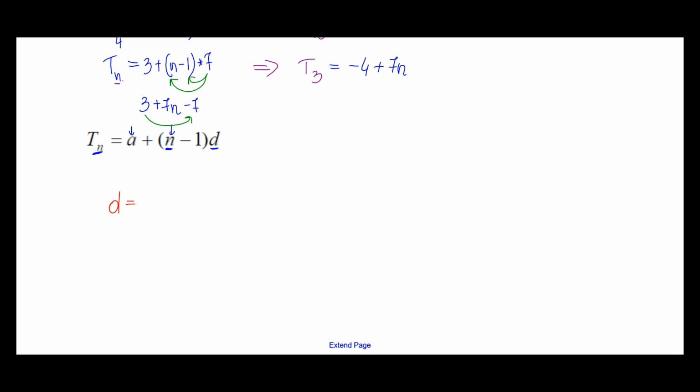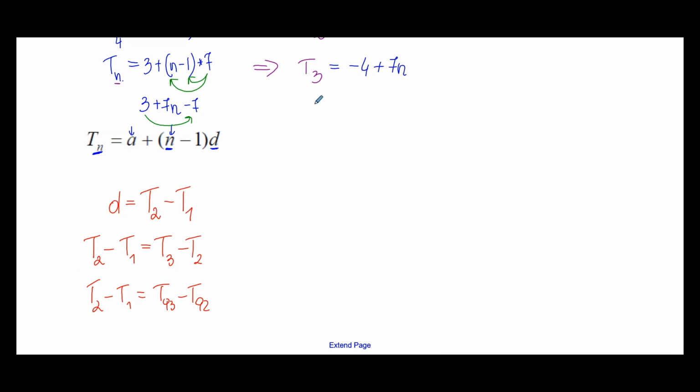I'm sorry, my brain is jumping forward. We take 2 consecutive terms, we subtract, and we get the value. So for example, we can say the second term minus the first will be the same as the third minus the second, or, let's say, the 93rd term minus the 92nd. Doesn't matter. That's all D.